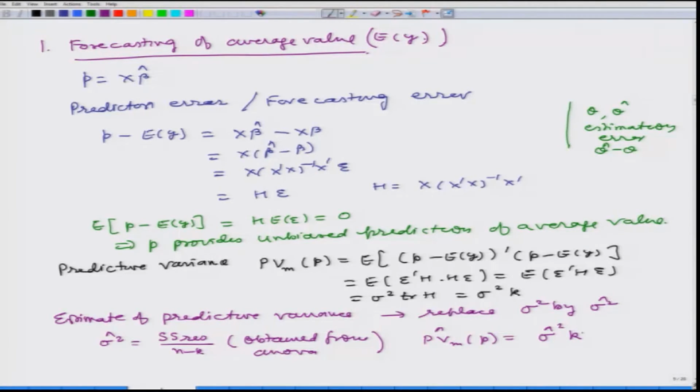Okay. So, now we have described here a predictor, we have obtained its prediction error, and we have shown that it will provide us unbiased prediction, and its predictive variance is given by sigma square K, and this can be estimated on the basis of a given sample of data using sigma hat square K, right.